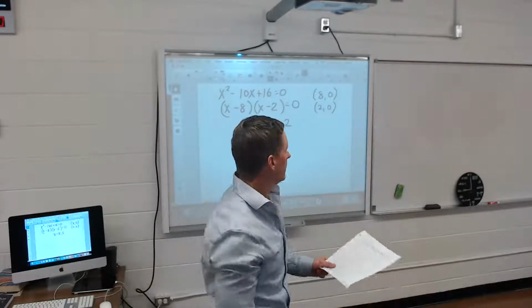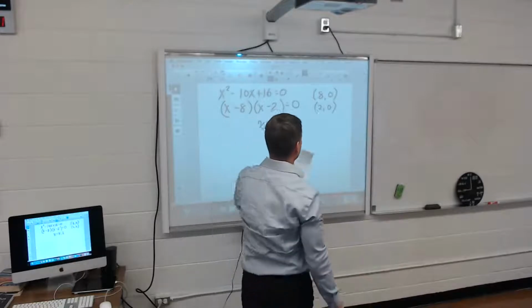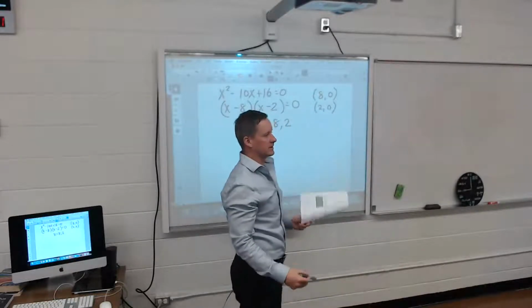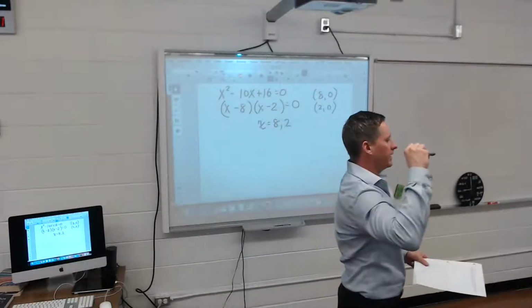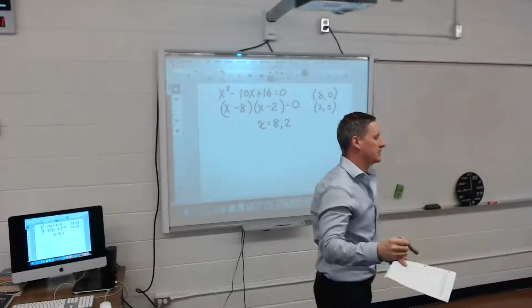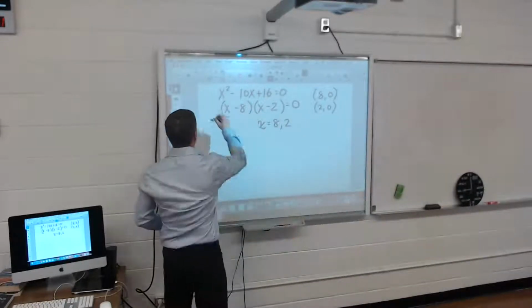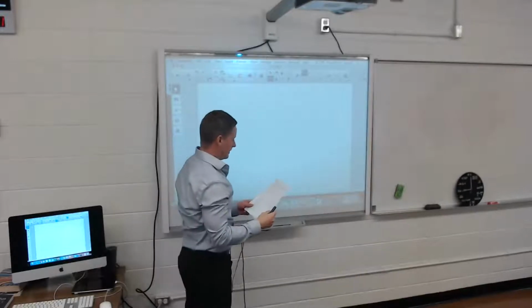In grade 12, they'll tell you not to do this if they ask you for intercepts, because the intercept is where they cross the line, so they'll tell you when to put it that way, okay?